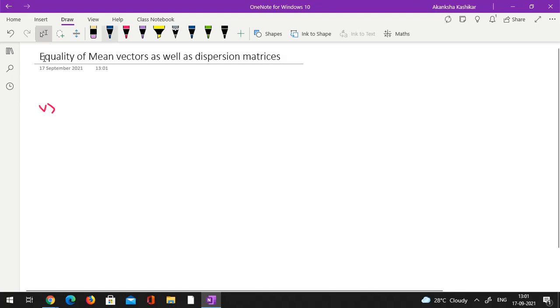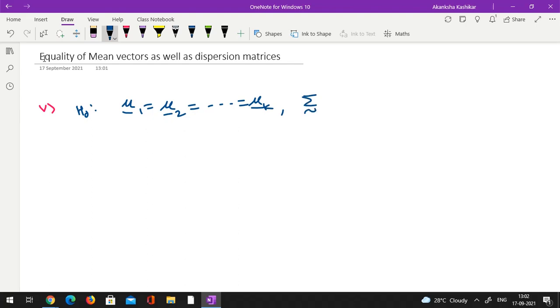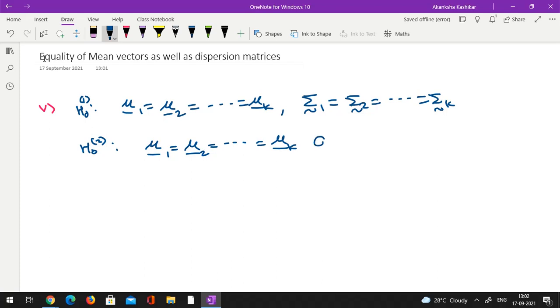My H naught is mu1 equal to mu2 equal to mu k and sigma 1 equal to sigma 2 equal to sigma k. That is my H naught. So what I'll do is I will call this the first H naught. Then I'll construct a second H naught as mu1 equal to mu2 equal to mu k given sigma 1 equal to sigma 2.